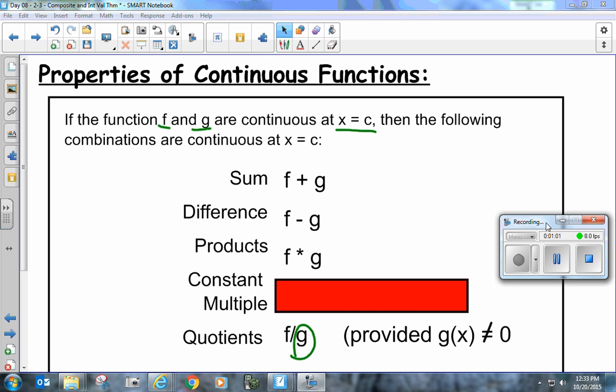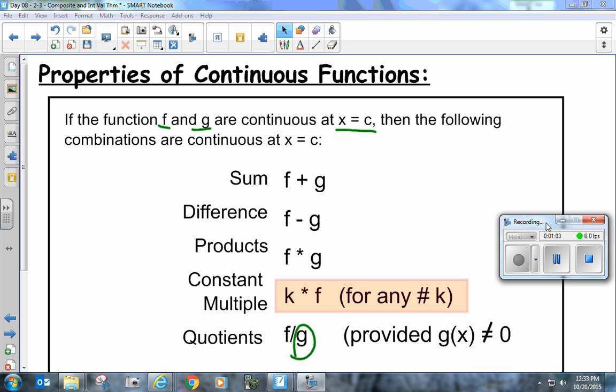And there's one more here. This is the constant multiple rule. If I have a function f and it's continuous, and I multiply it by some constant, like let's say 7, or pi, or negative 13, that continuous function, when multiplied by a constant, will still be continuous.